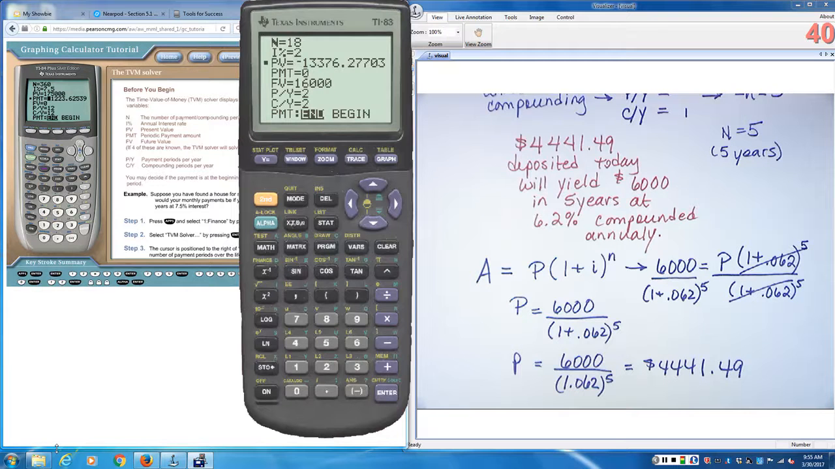Example 10 says, suppose the $2,450 from example 5 is deposited at 5.25% compounded quarterly until it reaches at least $10,000. How long is that going to take? Okay, now that's a little bit different problem. We actually have two different methods for doing this. One is using the graphing part of the calculator.